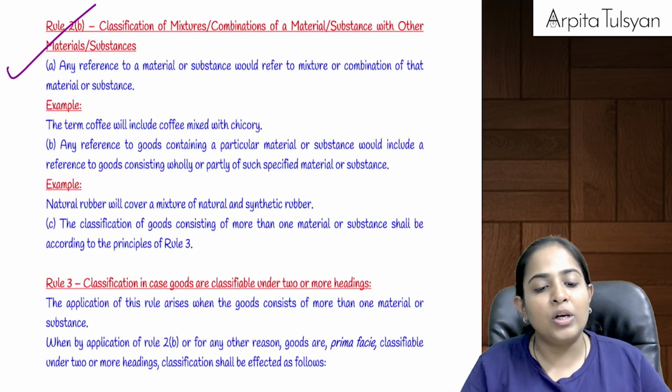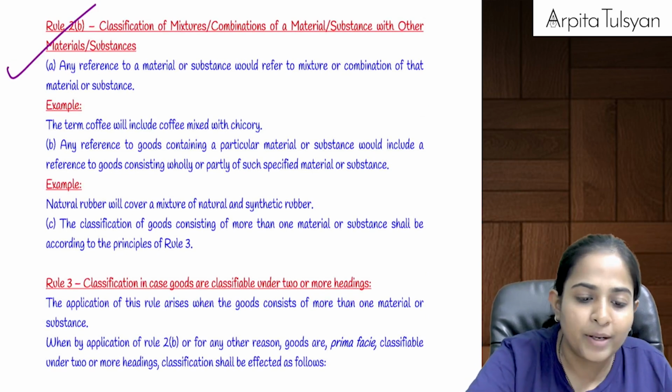Okay, then going on to rule number 2B. Now in rule number 2B, there are going to be 2 points under this.